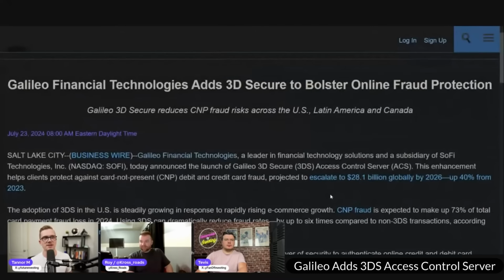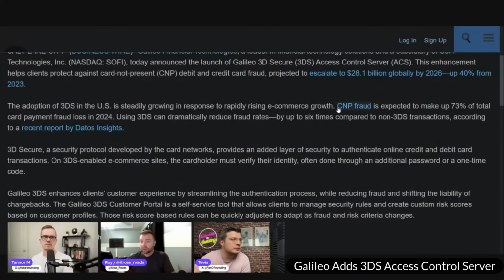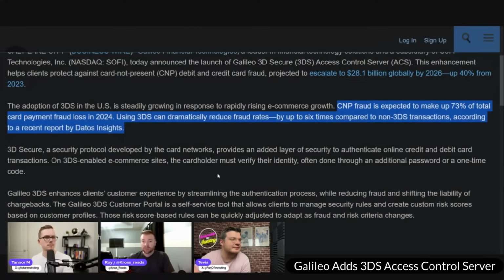Last story here before we leave. Galileo Financial Technologies adds 3D Secure to bolster online fraud protection. What did you guys think? Yeah, I mean, this is something that's definitely needed. This week, the last couple of weeks, because of CrowdStrike, protecting data and, of course, protecting against fraud, though this is a little bit different thing, has gotten the headlines. And Galileo has some really good products. And so I'm glad to see that do well.